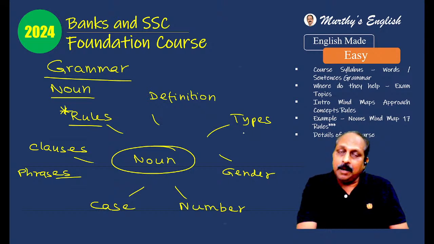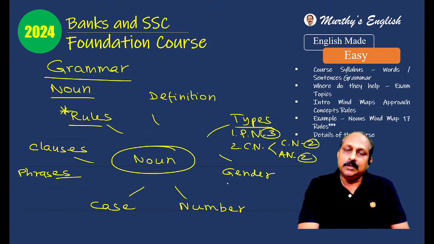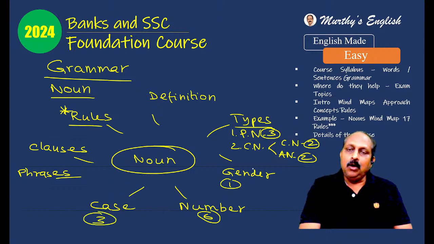And here again, subtypes, types of nouns. I tell so many types of nouns, so many classifications are there. But in my approach, we have broadly two types of nouns: proper nouns and common nouns. Common nouns again two types: collective nouns and abstract nouns. And I usually give the rules. Proper noun, I give three rules. Collective nouns, two rules. Abstract nouns, two rules. Gender, one rule. Number, six rules. Case, three rules. Total, how many rules?